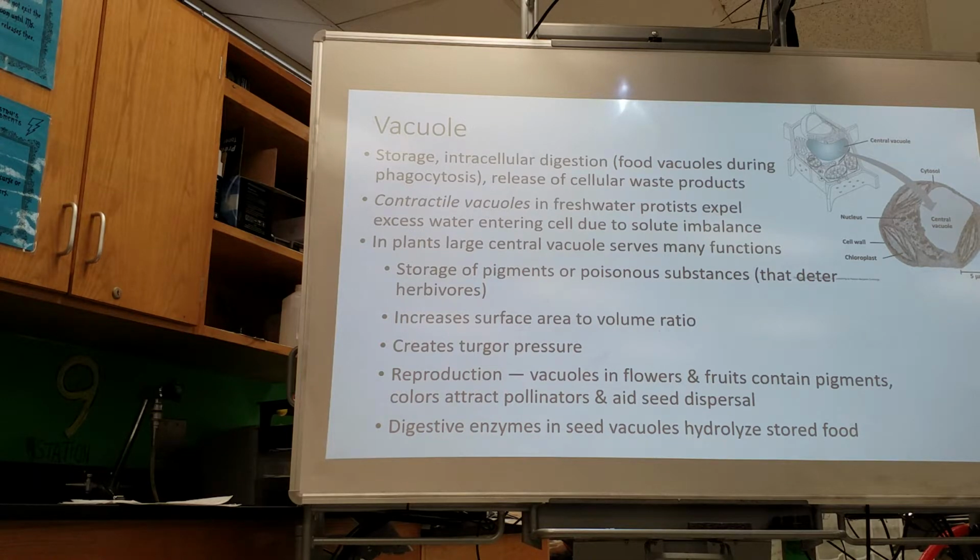It creates turgor pressure because any extra water that's going into the plant cell goes in there. It can be used for reproduction to give flowers color, for example. You put pigments in the central vacuole, it makes it all pretty, attracts pollinators. And then you can also have some digestive enzymes in there when you have a seed, so that it can help break down the food that's stored in the seed when it's not photosynthesizing yet.